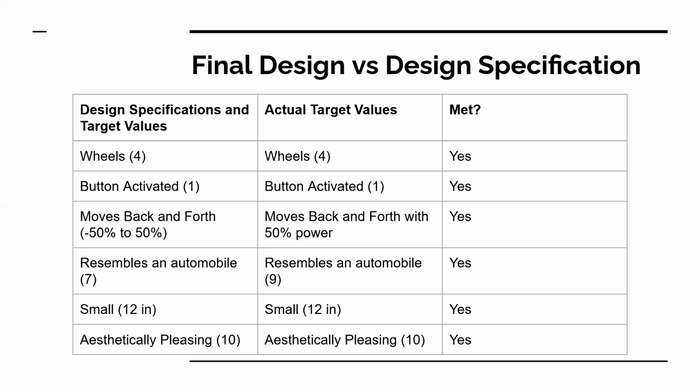And according to our code, we were pretty much able to meet that spot on. In terms of the visual inspection for resembling an automobile, our target value was 7, and we gave the visual evaluation after we were done designing the final design a rating of 9. In terms of the actual size, the approximate length of the final design was 12 inches. And in terms of aesthetically pleasing, the visual factor, we gave it a 10.